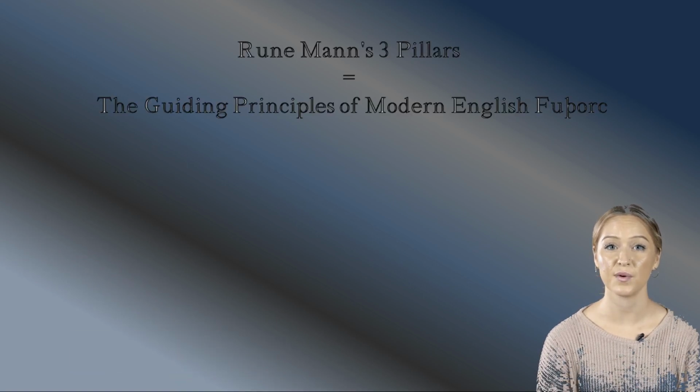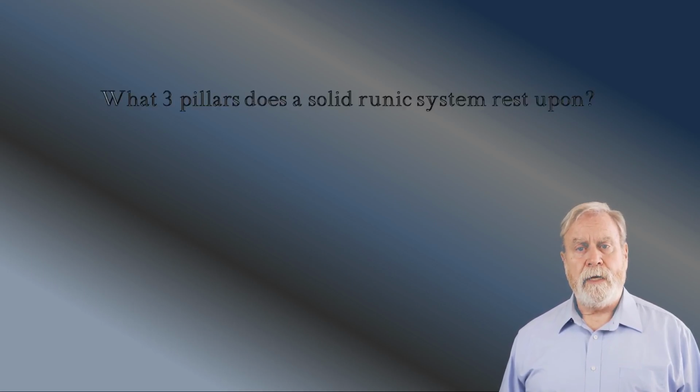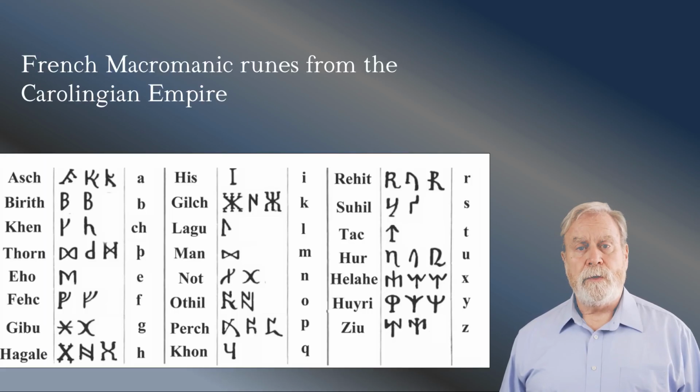So Wayne, what are ᚱᚢᚾᚉ's 3 pillars? Thanks for passing the buck, Hilda. Let's return to question 2. What principles underpin a robust system for writing today's English in runes? At Rune Revival, we've analyzed numerous runic systems. Based on that work, ᚱᚢᚾᚉ has identified 3 pillars upon which strong systems are built.